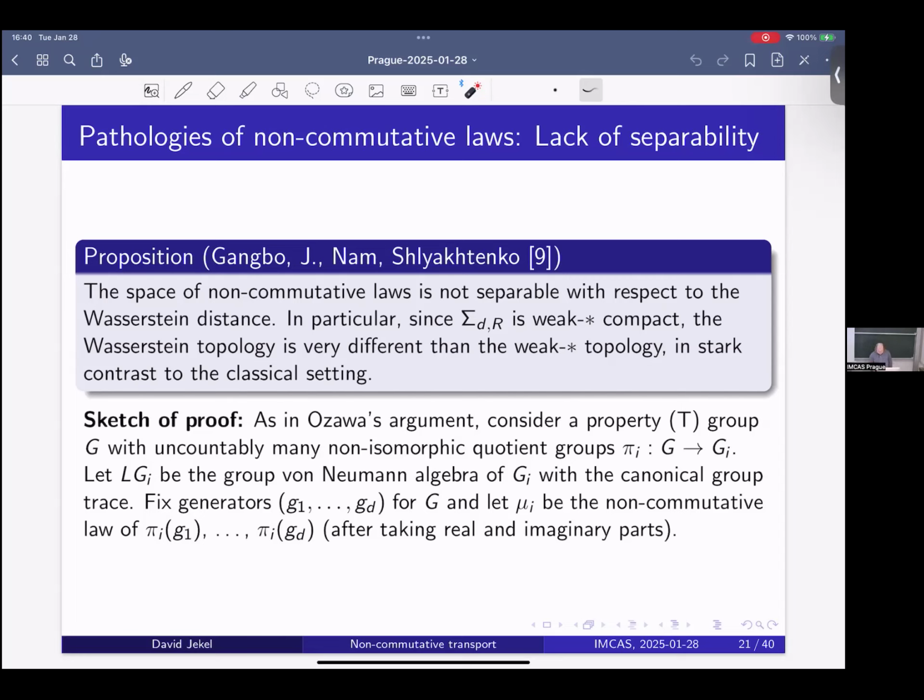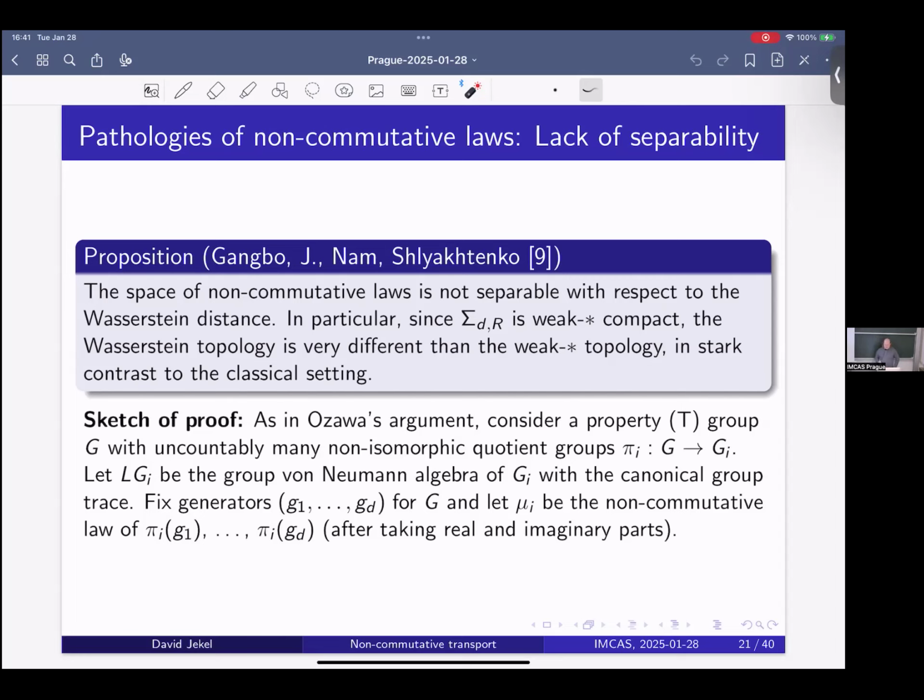So how does this result work? I don't know if I want to go into detail for the sake of time, but I'll try to go through this quickly. The reason this works is basically because you can construct uncountably many distinct things from some group with property T. The property T will give you rigidity, and the rigidity will allow you to argue that the non-commutative laws you get out here will all be epsilon-separated with respect to Wasserstein distance for some fixed epsilon. And if you show that there are uncountably many things separated by a fixed distance, then that will mean that the space is not separable.